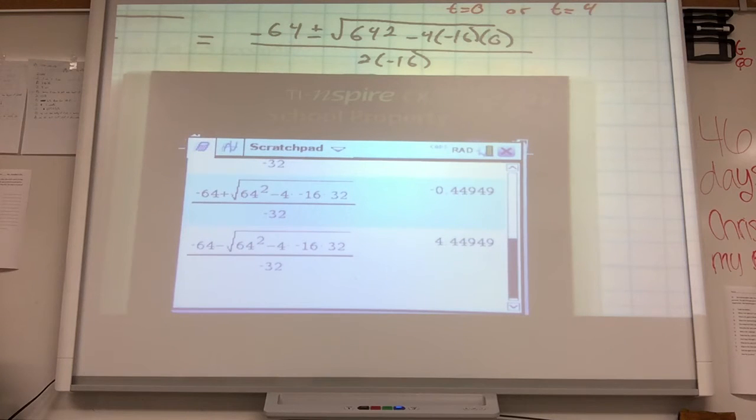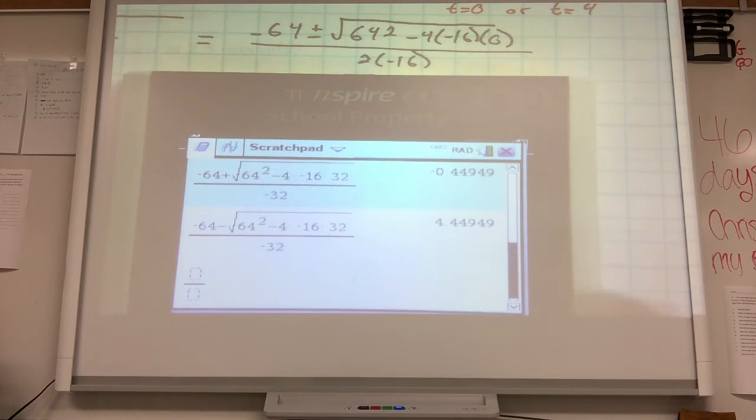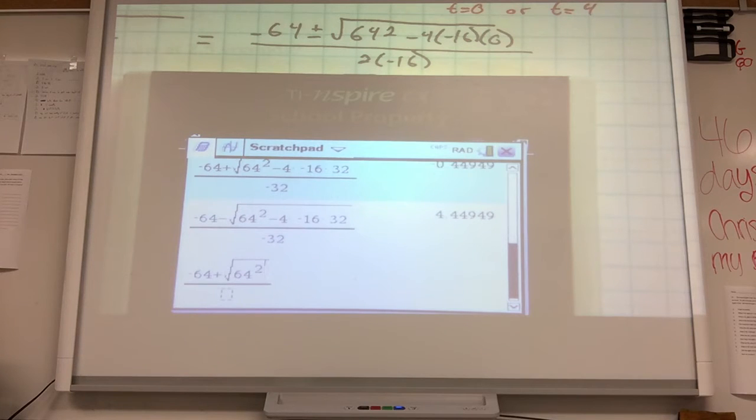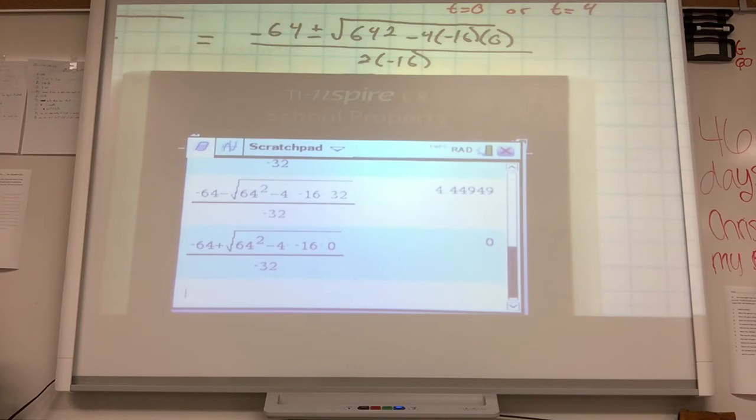Okay, so I'm going to start off by pressing Control Divide, so it brings up this fraction, because the quadratic formula is just a big fraction. So I got negative 64. I'm going to do the plus, because it's a plus or minus. So I'm going to do the plus square root of 64 squared minus 4 times a, which is negative 16, times c, which is 0. So that's going to turn all that to 0. Divided by 2 times negative 16, negative 32. Okay, so it comes out to be 0, and that is fine.